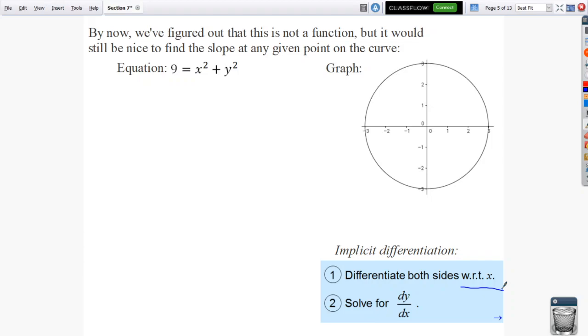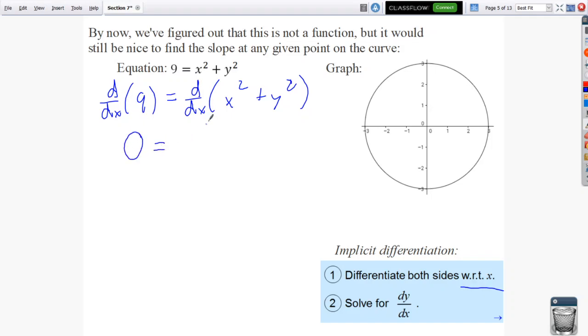And what does that mean? Well, we are going to d/dx 9, and we are going to d/dx x squared plus y squared. All right? So it's just take the derivative of both sides. It's just like whenever we talk about equations. As long as you do something to one side of an equation, you do the same thing to the other side. Now, if I take d/dx of 9, you should know that that is 0.